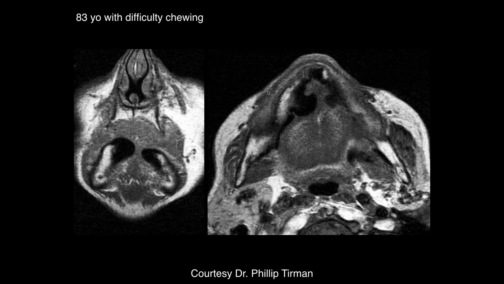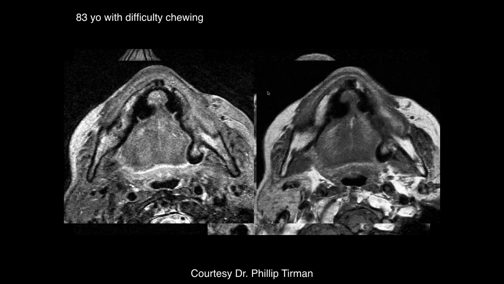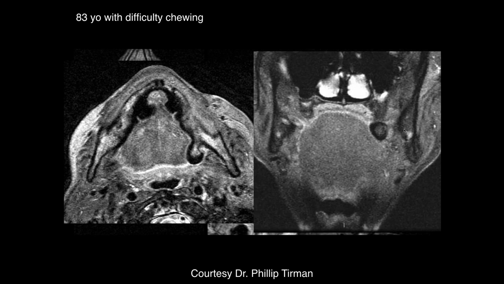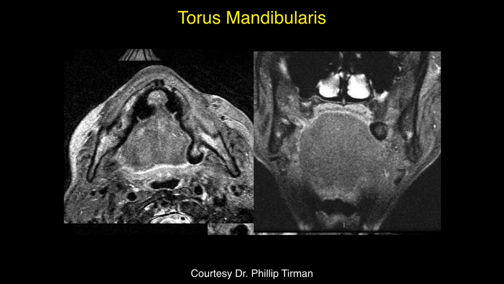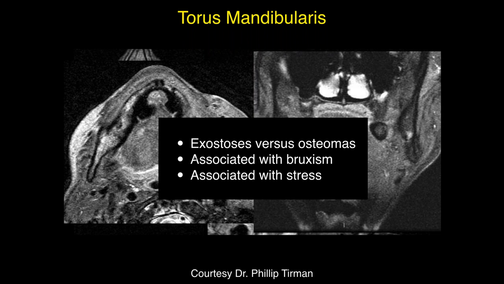An 83-year-old with difficulty chewing. So it looks like the mandible is abnormal, both the left and right. On the left, and maybe bilateral, there's sort of an aggressive mass there. Boy, I'm not sure what I'm seeing there. Torus mandibularis. Oh, yeah. I guess it looks like a little osteochondroma there or something. Torus mandibularis.